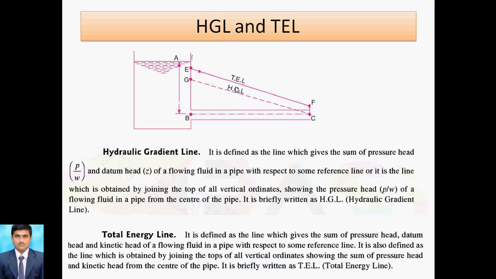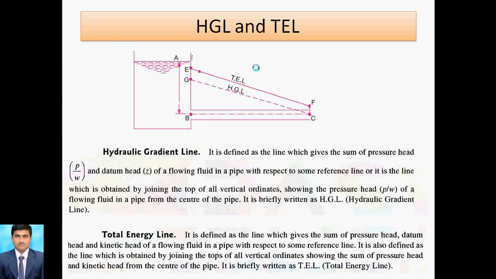Now we move to the total energy line. So total energy line is defined as the line which gives the sum of pressure head, datum head, and kinetic head. So all three heads we are considering there when fluid is flowing in a pipe, and that is called the total energy line. It is also defined by joining the tops of all vertical lines showing the sum of pressure head, datum head, and kinetic head, measured from the center of the pipe. So it is defined as TEL, that is total energy line. This is the formulation for TEL.